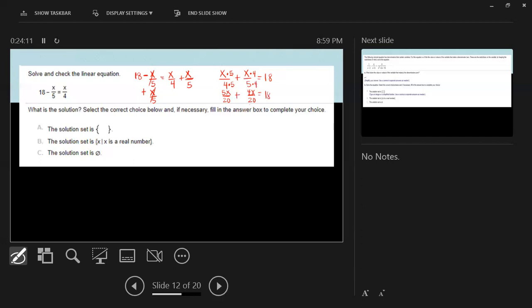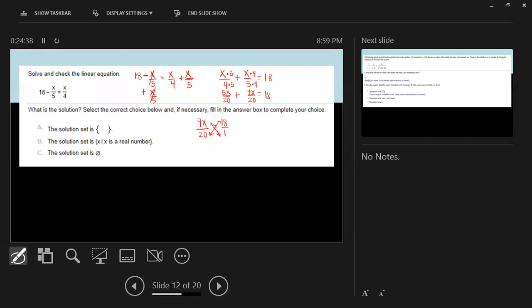All right, so now that I have the same common denominator, I see that my variables are the same. The 4 has 1x, the 5 has 1x. Those are like terms. I can combine them together. So 5x plus 4x will give you 9x. So I have 9x over 20 is equal to 18. Now I'm going to write that 18 as a fraction so I can cross multiply them because I have two ratios. So now I'm going to cross multiply.